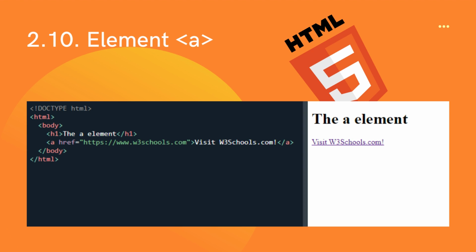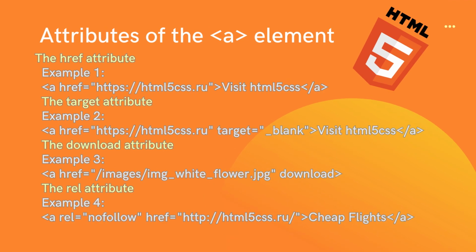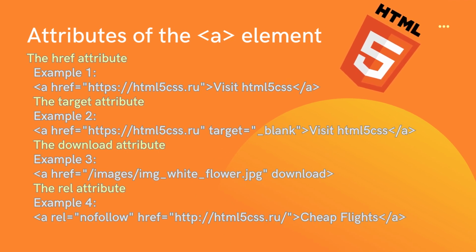Unvisited links are underlined and blue. The visited link is underlined and purple. The active link is underlined and red. Example: the href attribute specifies the hyperlink address.